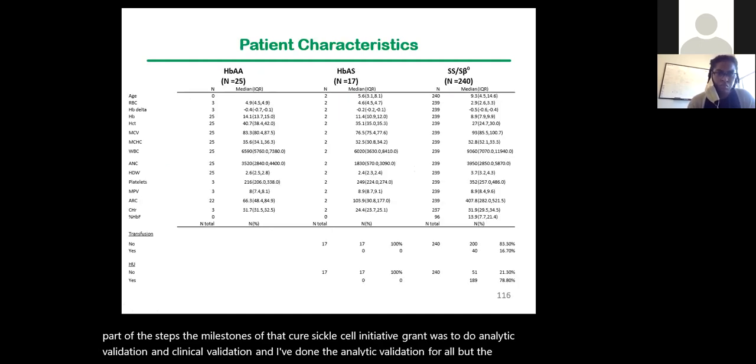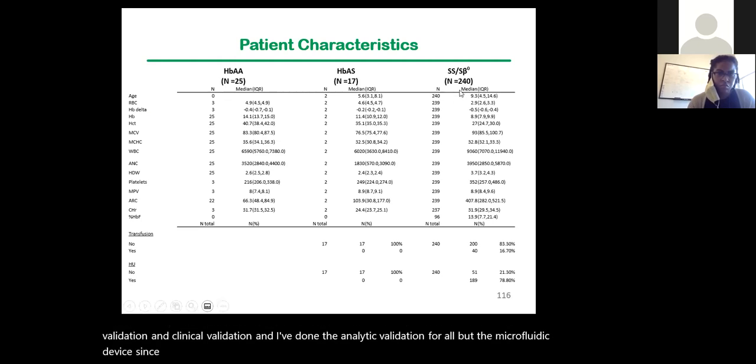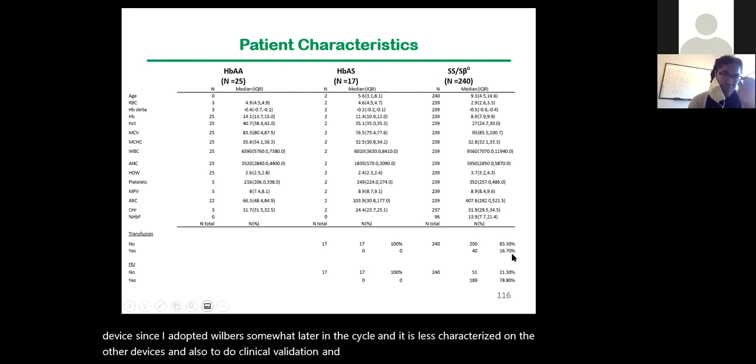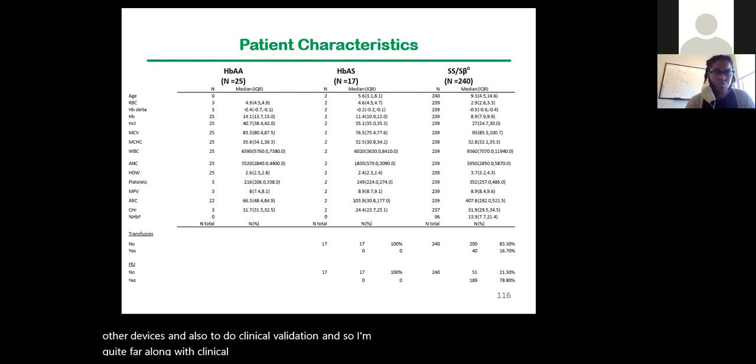So we had a lot of SS beta 0 subjects, 240. We had much fewer trait. I'm looking forward to finding a good way to collect more trait samples and more age and race matched hemoglobin AA samples as well to increase these numbers. But it was certainly sufficient to do the analysis. You can see that a significant percentage were on transfusion, almost 17%, and quite a few were on hydroxyurea. There were some overlap and some on both therapies. Of course, none of the trait or AA were on those therapies.